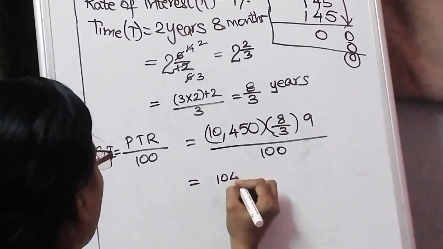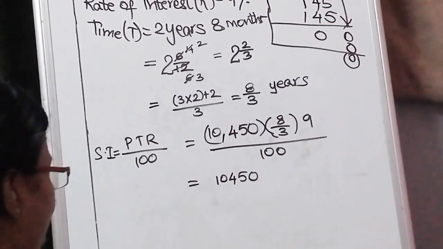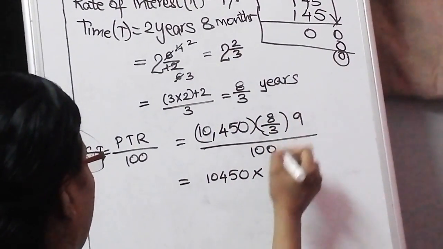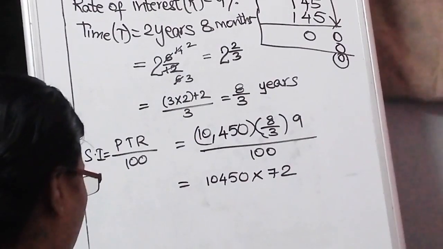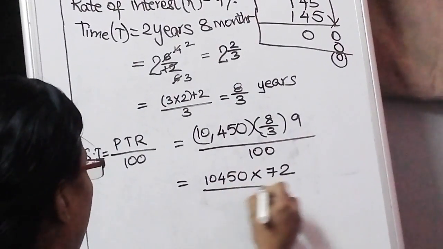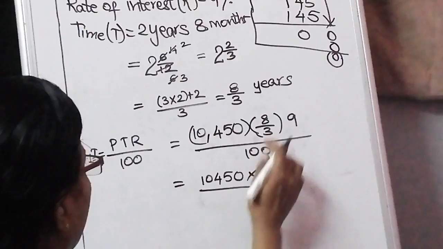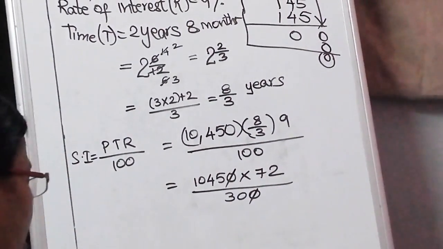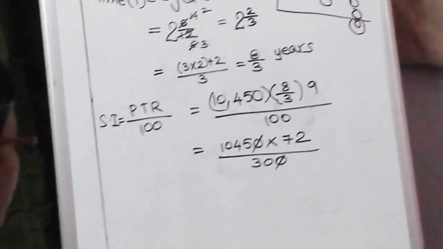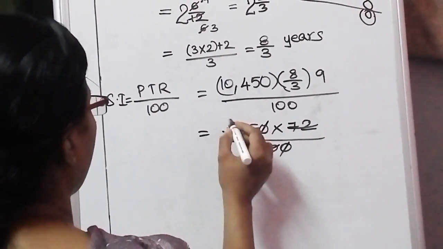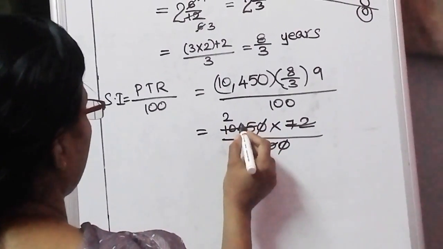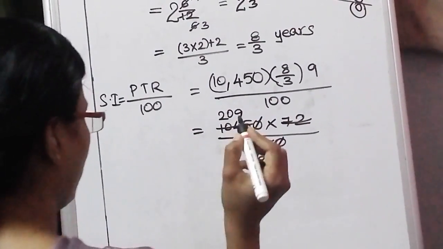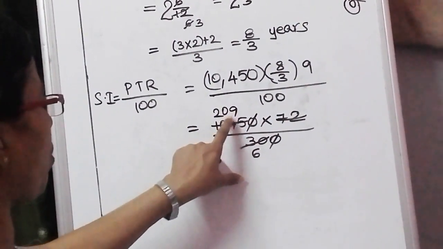So this is 10450. The same value I am writing it again, into 8 9s are 72. Okay, I have multiplied and I have written whole divided by 3 into 100. 3 into 100 is 300. Okay, 0 and 0 get cancelled. So now this part we will cancel with 5 table. 5 2s are 10. This is 4. 4 will not come in 5 table. 45. Okay. So it is 209.